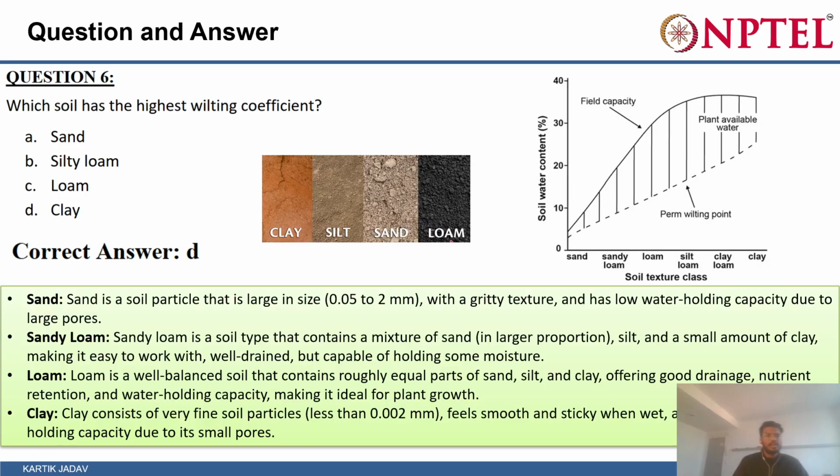Question number 6: which soil has the highest wilting coefficient? You can see soil water content, field capacity, and permanent wilting point. Highest wilting coefficient means, first, there are different kinds of soil. We know whether it is clay. Clay soil has very small particle size as compared to sand and loam.